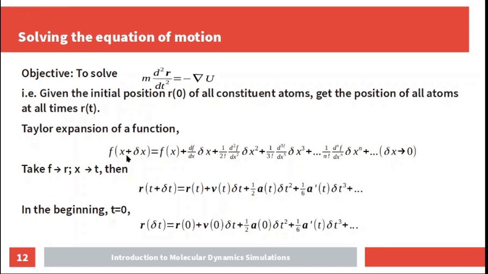And Taylor expansion can be expressed in form of this equation. So f of x plus delta x is f of x plus first derivative of f with respect to x times delta x plus 1 over 2 factorial second order derivative of f with respect to x multiplied by delta x squared plus 1 over 3 factorial third order derivative of f with respect to x term, and so on. In general, the nth term is 1 over n factorial nth order derivative of f with respect to x delta x to the power of n.